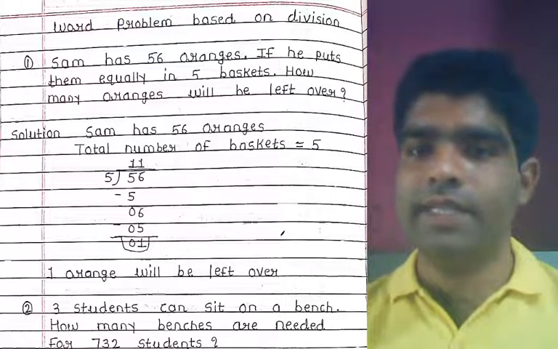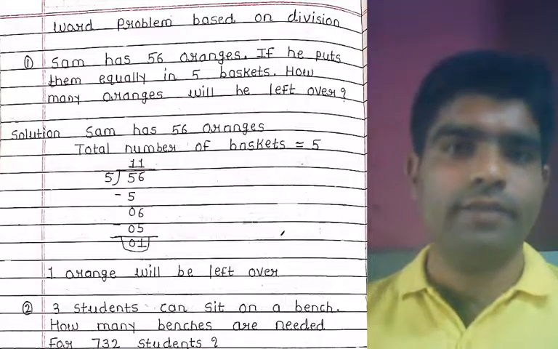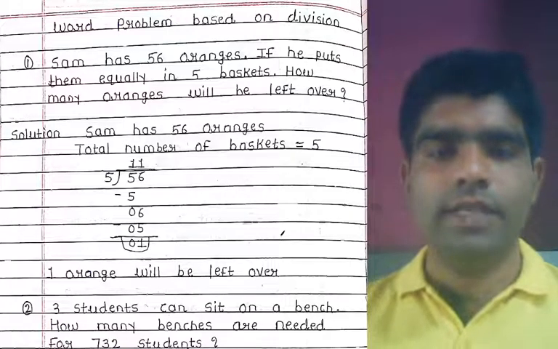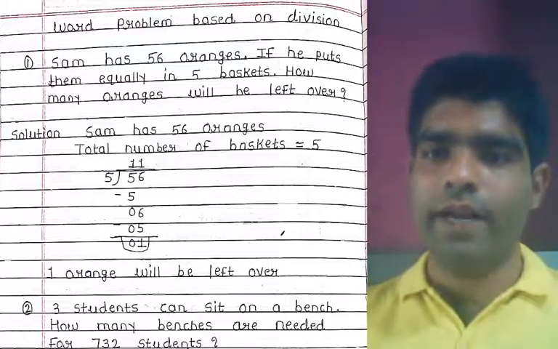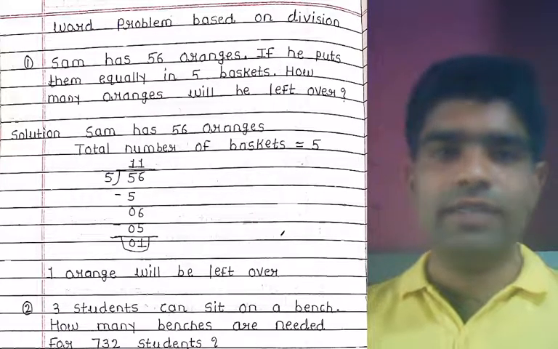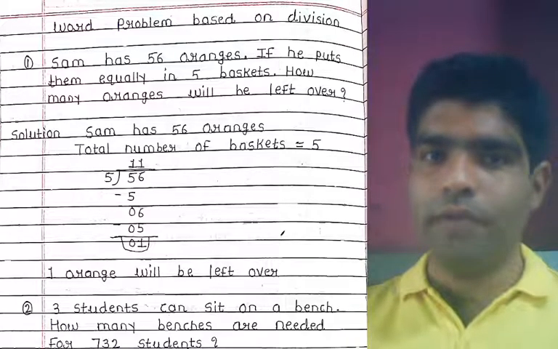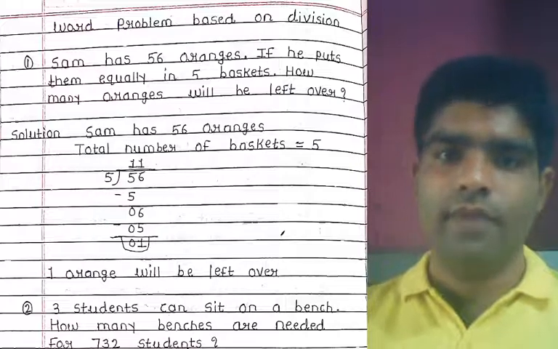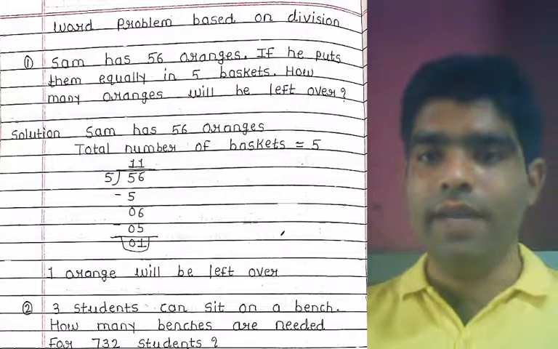Sam has 56 oranges. If we put them equally in 5 baskets, how many oranges will be left over? Now see, dear kids, what is the solution of the word problem? First of all, write down the given condition. Your given condition is what? Sam has 56 oranges and the total number of baskets given to you is 5, and then we have to find out how many oranges will be left over.